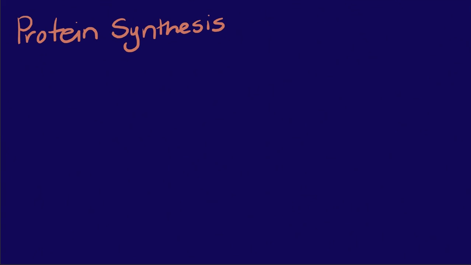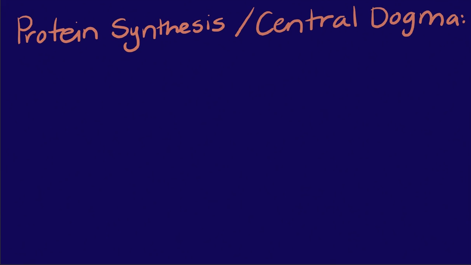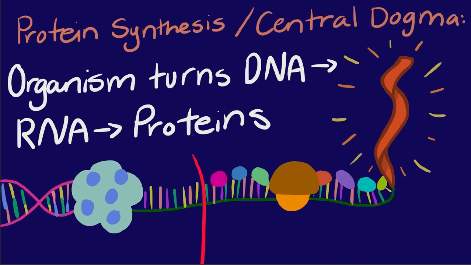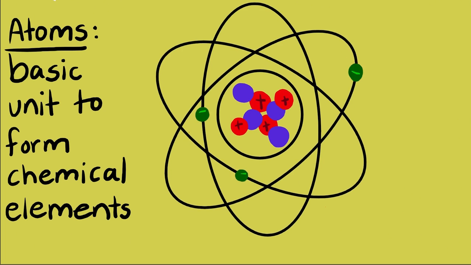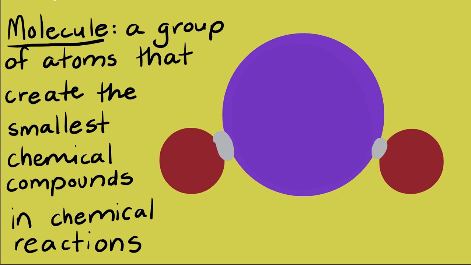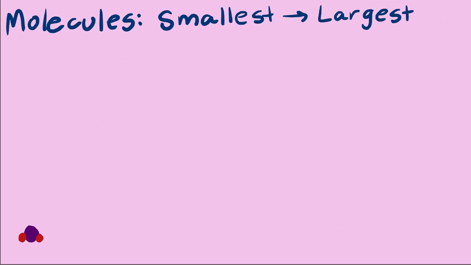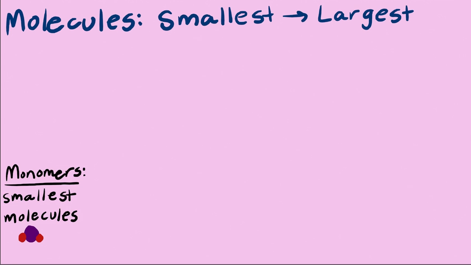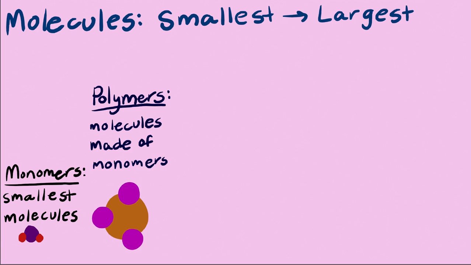Protein synthesis, also known as central dogma, is the process in which an organism produces proteins. To better understand how it works, we must first know what is involved. Atoms are particles of chemical elements that, when put together, create chemicals called molecules. The smallest molecules are called monomers, and they come together to create slightly larger molecules called polymers.